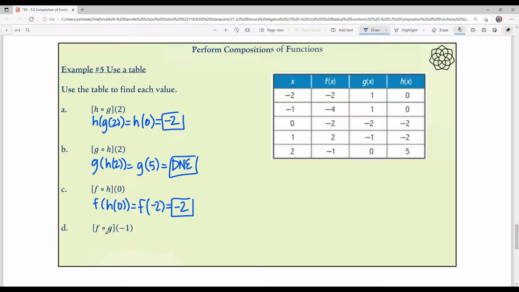Last one, f circle g of negative 1. Well, that's the same as f of g of negative 1. Leave the f alone. Find g of negative 1. So find the g column. Find the negative 1 row. The answer is 1. Then I need to find f of 1. So find the f column. Find the 1 row. And my answer is 2.